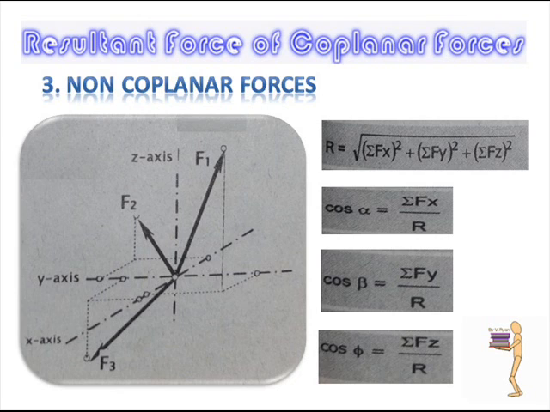To get the direction of the resultant force, for the direction relative to the x-axis, the formula is cosine alpha is equal to the summation of forces at x-plane divided by the resultant force. For the direction relative to the y-axis, the formula is cosine beta is equal to the summation of forces at y-plane divided by the resultant force. For the direction relative to the z-axis, the formula is cosine gamma is equal to the summation of forces at z-plane divided by the resultant force.